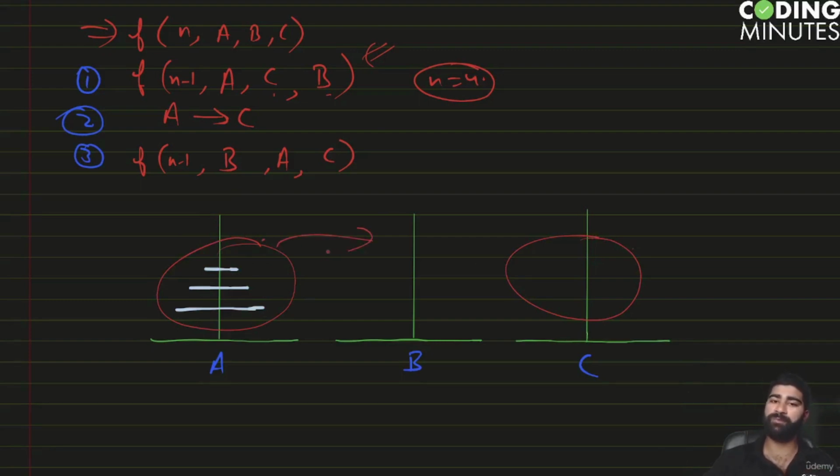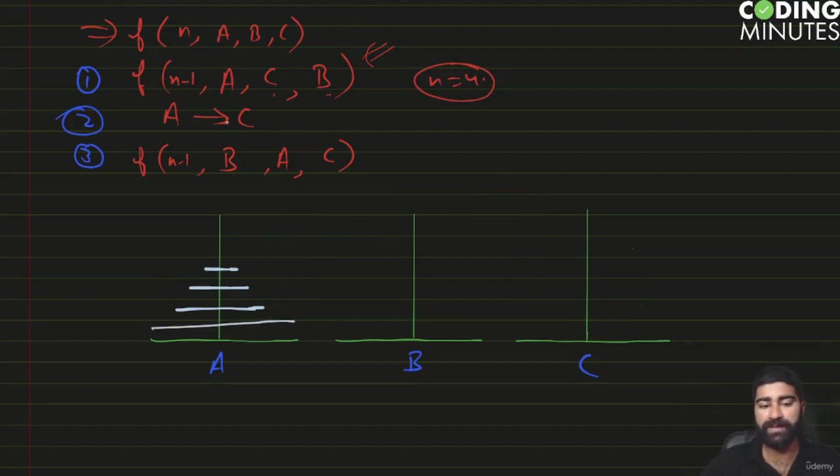It's just that our helpers changed. If I would have wanted it to shift to c, I want b to be helping it, but now I want c to be helping it, because now I want these 3 disks to move to b, right? So basically, initially I'm calling this: take the 3 disks from a, move them to b by using c, right? After this function call is over, that means I have already moved these disks to b, right?